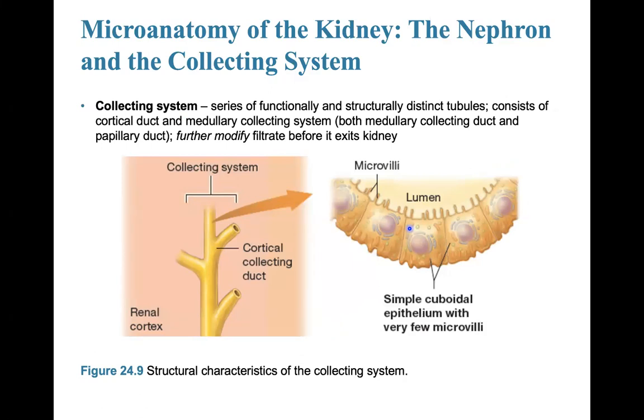The final segment of the nephron is going to be the collecting system. This is a series of functionally and structurally distinct tubules that consist of a cortical duct and a medullary collecting system, both the medullary collecting duct and the papillary duct. They will further modify filtrate before it actually exits the kidney.